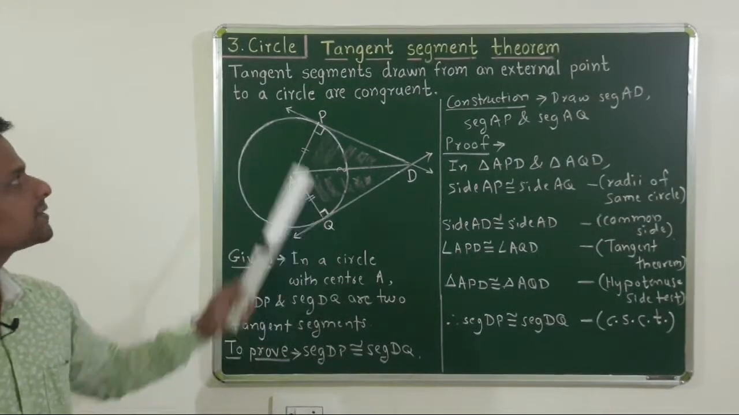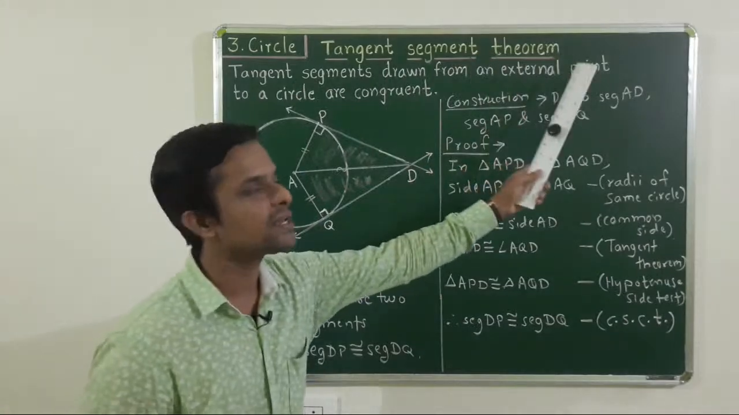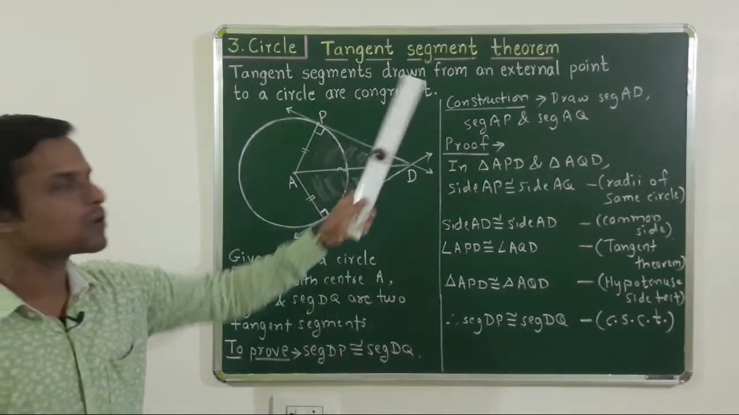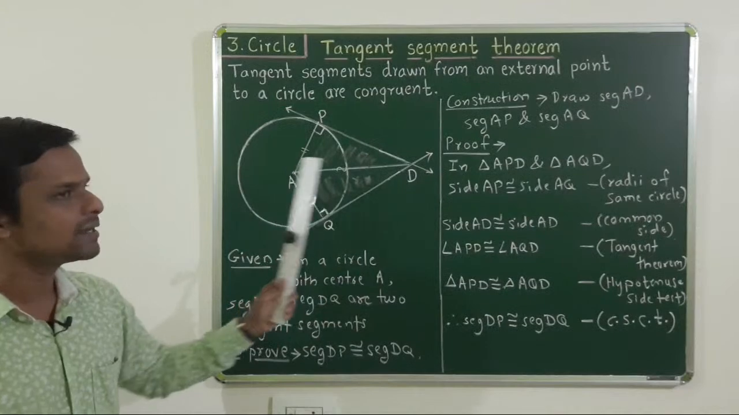Observe it again. What is the statement? Tangent segments drawn from an external point to a circle are congruent. There is a circle with center A.